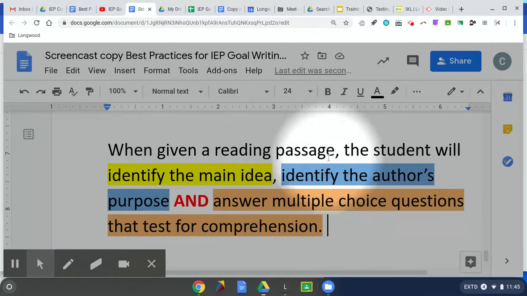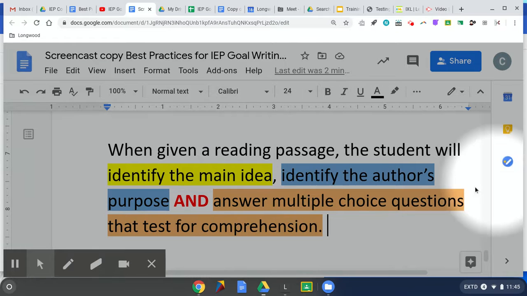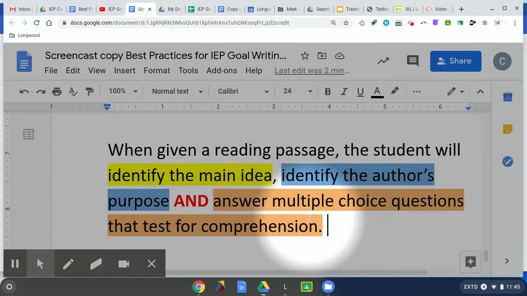So, when given a reading passage, the student will identify the main idea. Okay, so there's a reading skill, comma, identify the author's purpose. So that's a different set of skills, yet it's in the same goal. And then we have the word here, that trigger word, "and" answer multiple choice questions that test for comprehension. So this should be just a basic comprehension goal. In reality, what we're seeing here is three different distinct goals that are written into one goal.